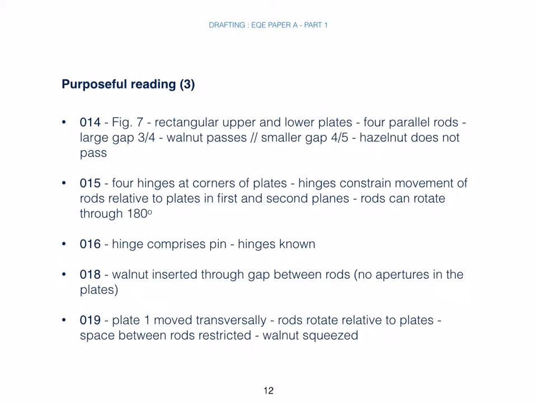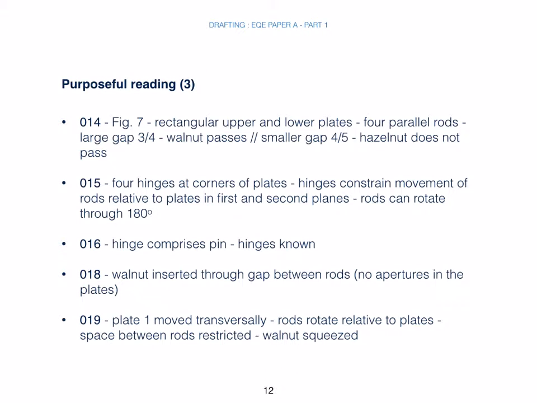The lower ends of the rods 3, 4, 5 and 6 are attached to the plate 2 by means of 4 hinges 23, 24, 25 and 26. Because the rods 3, 4, 5 and 6 are of equal length, the rods can rotate through 180 degrees relative to the plates 1, 2.